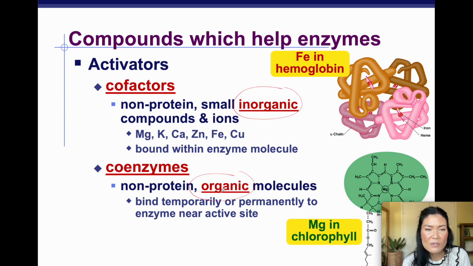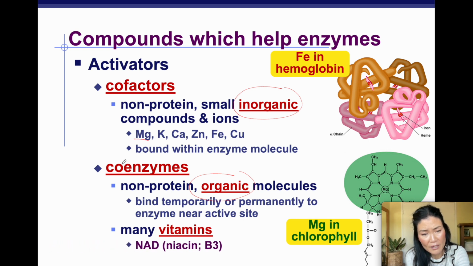So like minerals like magnesium, calcium, potassium, iron, copper, those are inorganic. Inorganic meaning there's no carbon associated with them. They're not attached to a carbon compound. Those are called cofactors. Whereas coenzymes are organic molecules that bind to the enzyme that help it. Okay, so a lot of vitamins like B3, those are coenzymes that bind to the enzyme that help it. Okay.